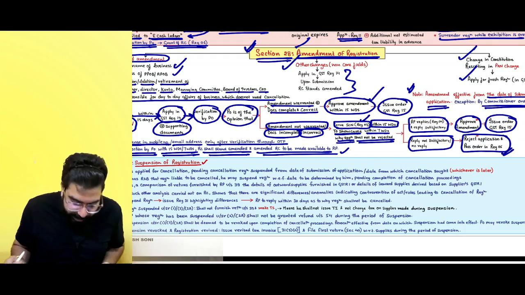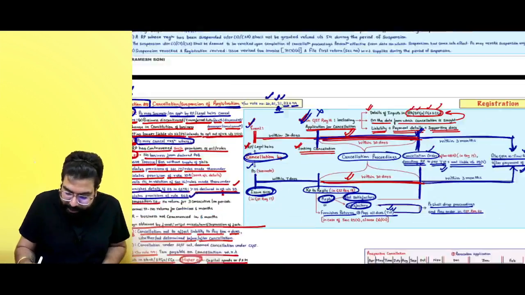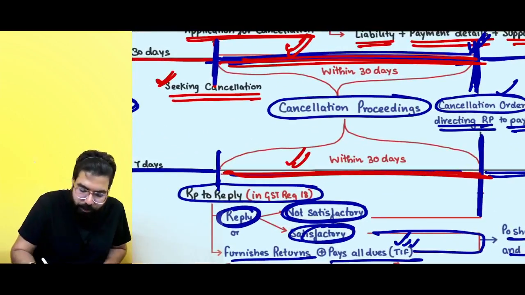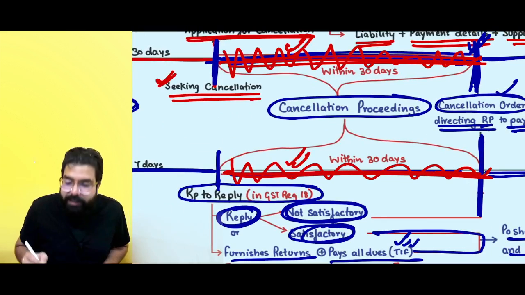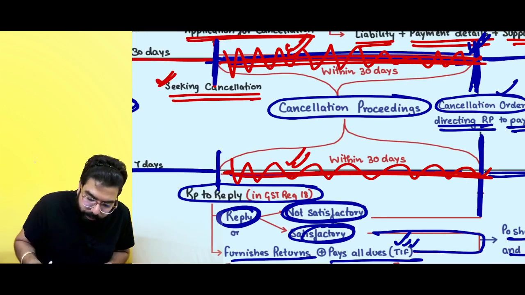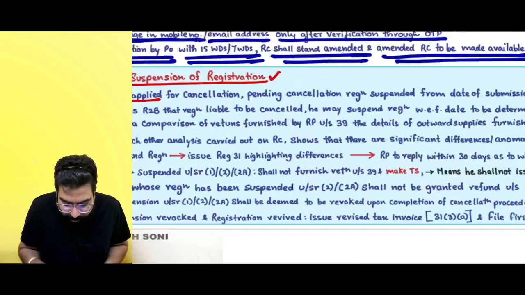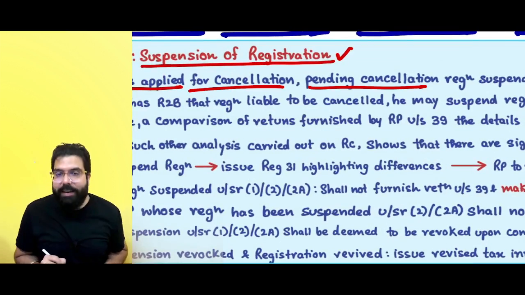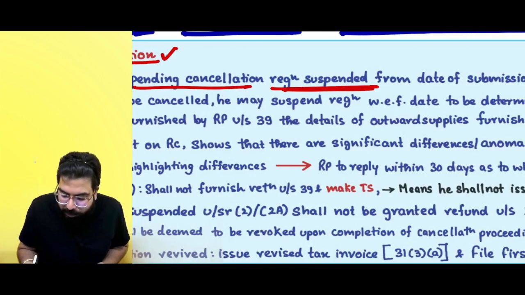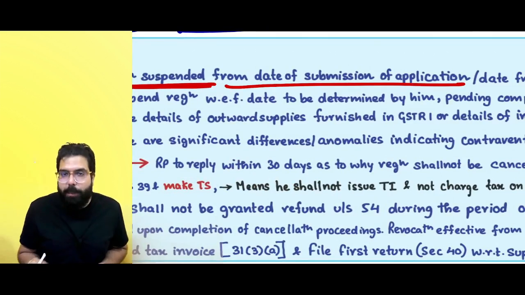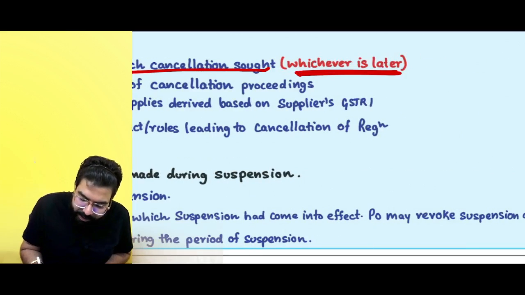Chalo. Now, everyone over here. Rule number 21A says, listen to me very carefully. Basically, whenever these cancellation proceedings are going on, during that time, your registration is suspended. Sir, what do you mean by suspension? See over here, the registered person has applied for cancellation. Pending cancellation, when the proceedings are going on, registration will be suspended from the date of submission of application or from the day you are seeking cancellation, whichever is later.